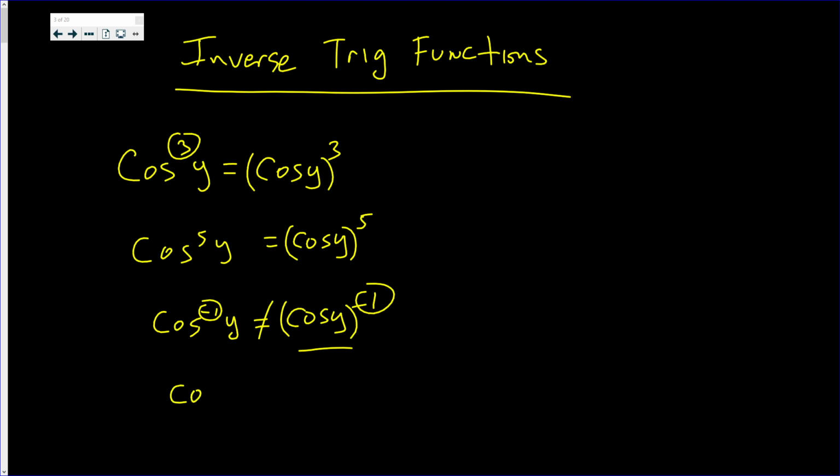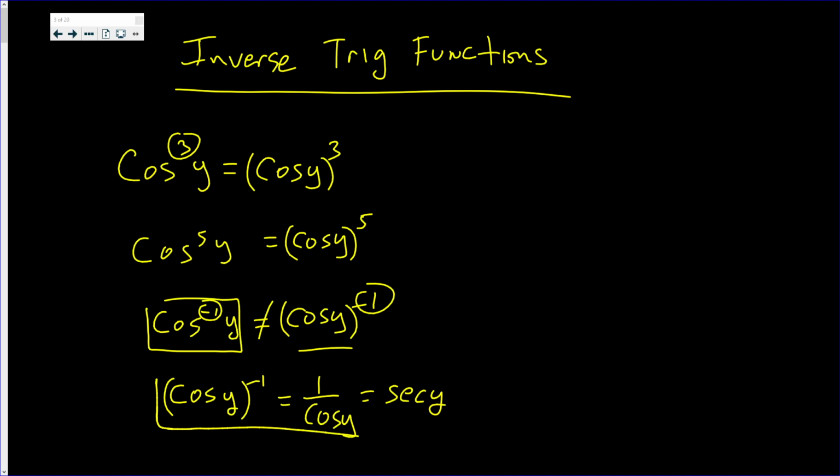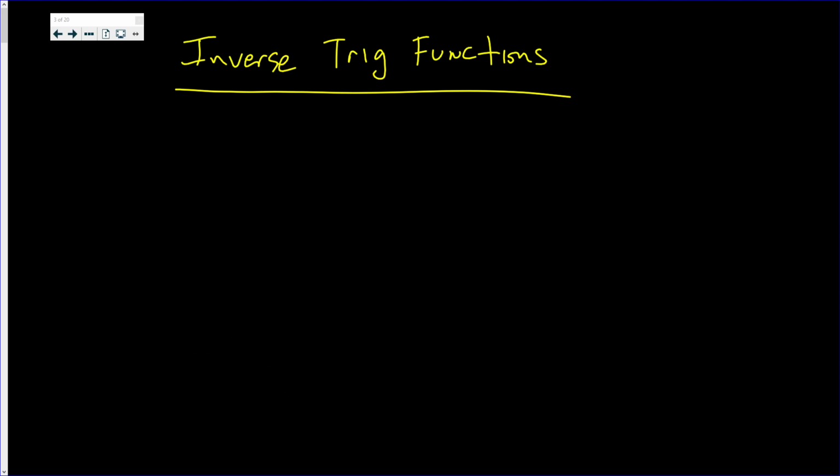If you want to write cosine y to the negative 1, you have to write it that way. That means 1 over cosine y, which happens to be secant y. Okay? You cannot use this symbol to mean this mess. Sorry. Okay. Having gotten that out of the way, negative 1 always means inverse.